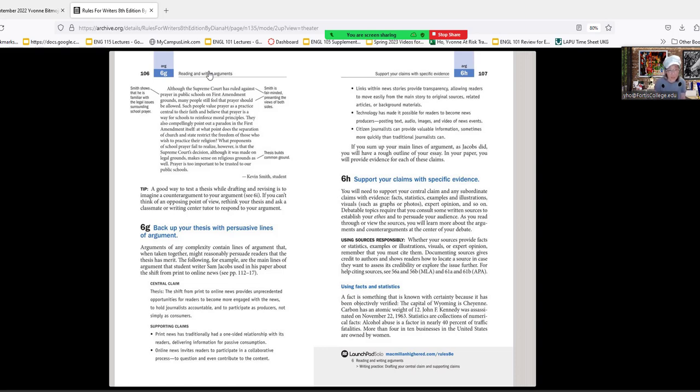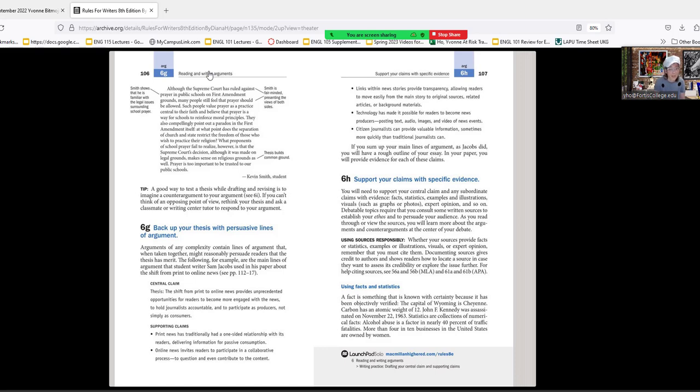Arguments of any complexity contain lines of argument that, when taken together, might reasonably persuade readers that the thesis has merit. The following, for example, are the main lines of argument that student writer Sam Jacobs used in his paper about the shift from print to online news. Thesis: the shift from print to online news provides unprecedented opportunities for readers to become more engaged with the news, to hold journalists accountable, and to participate as producers, not simply as consumers.